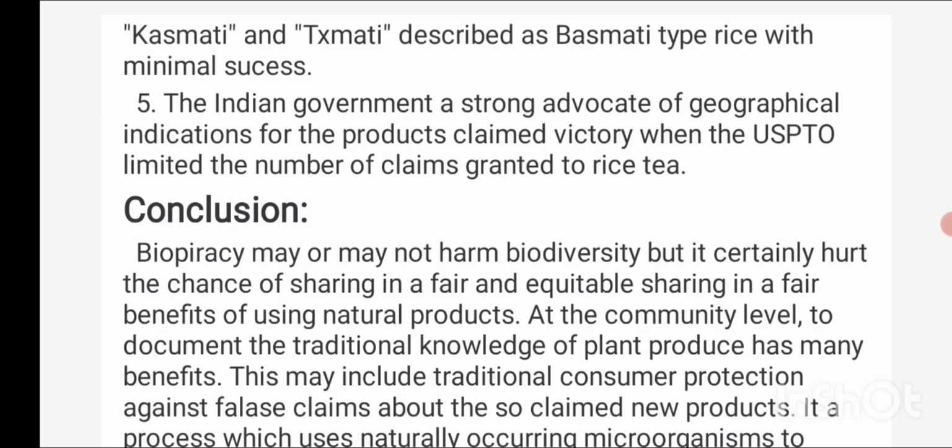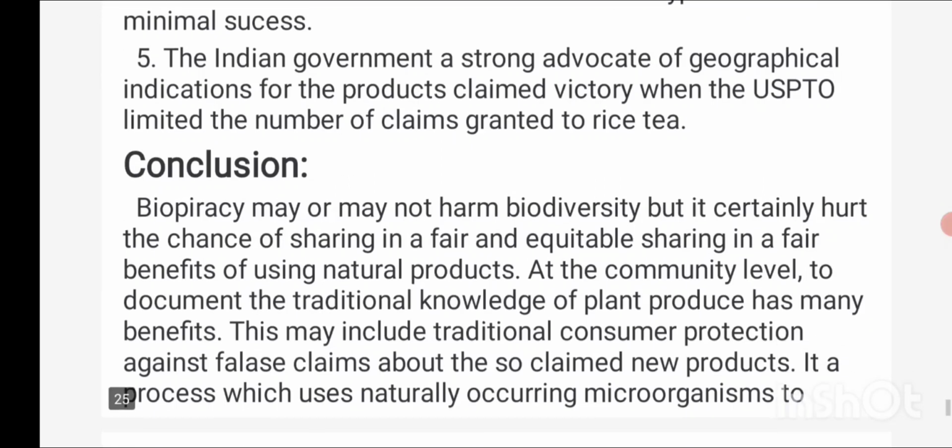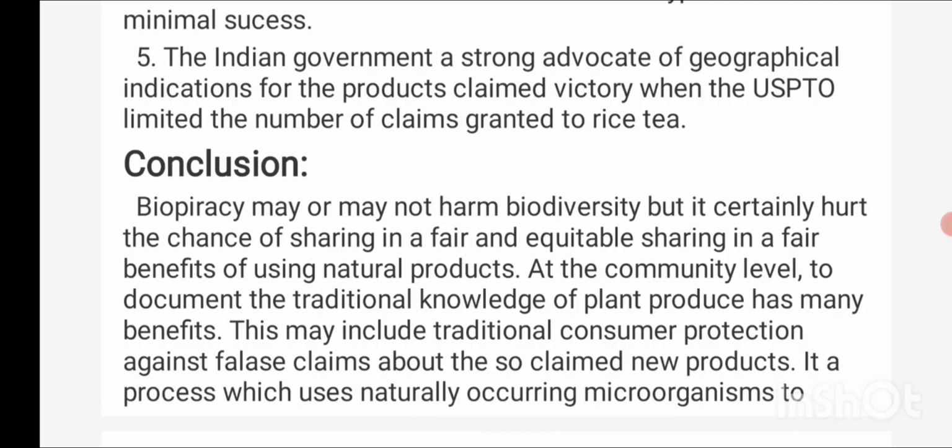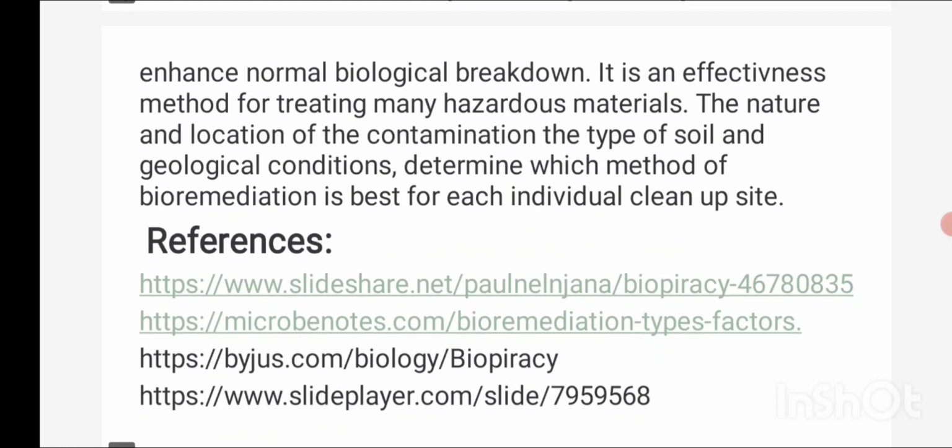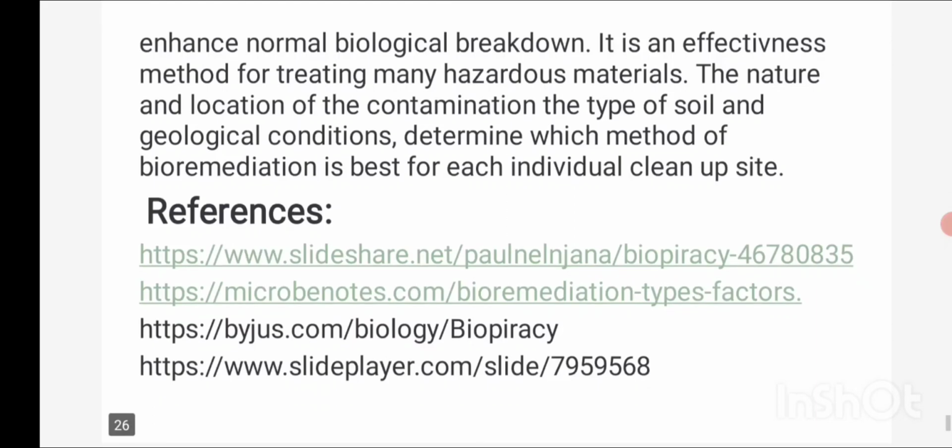Conclusion: biopiracy does not help but harms biodiversity. International and fair benefit sharing of natural products should be ensured at the community level, documenting traditional knowledge and plant products. Bioremediation is a process which uses naturally occurring microorganisms to enhance the normal biological breakdown. It is an effective method for treating many hazardous materials, and the nature and location of the contamination determine the methods of bioremediation for each individual case. These are the references.